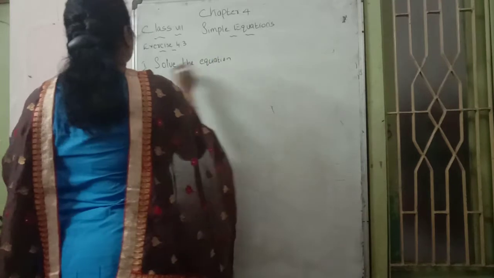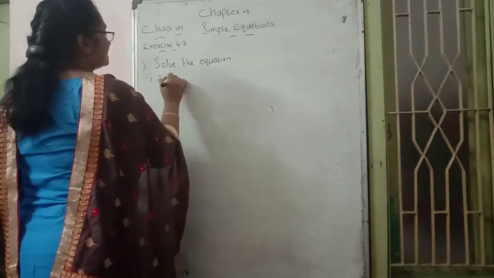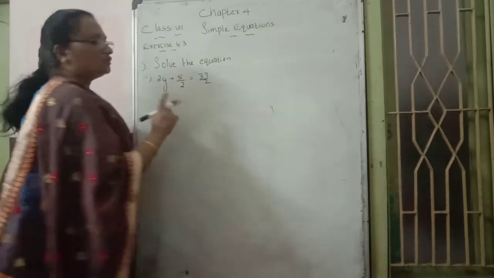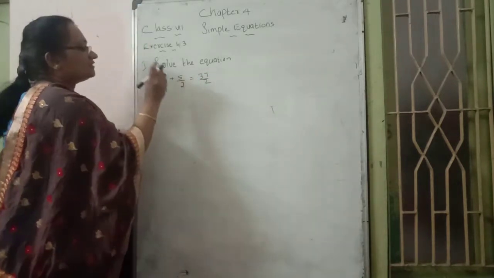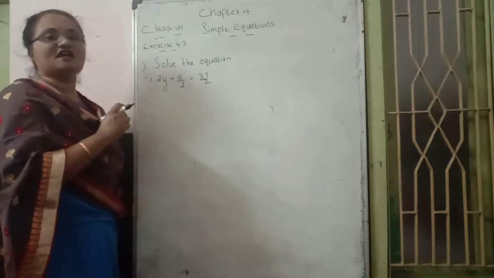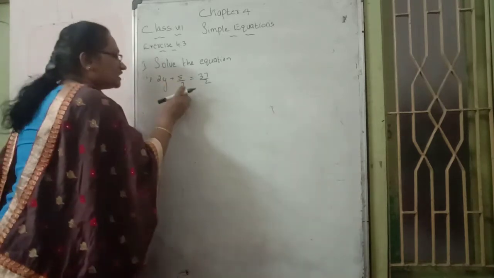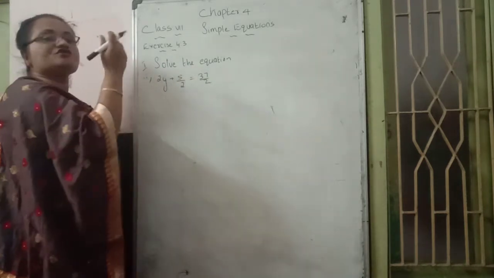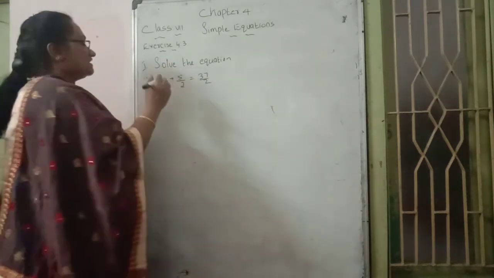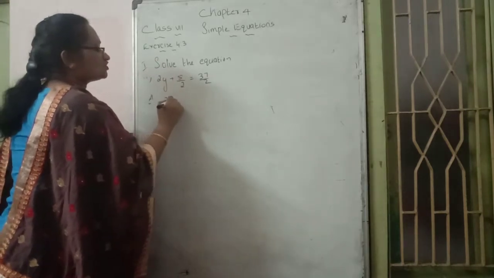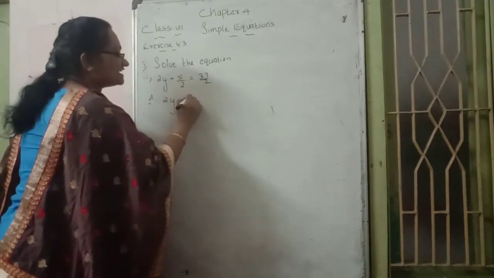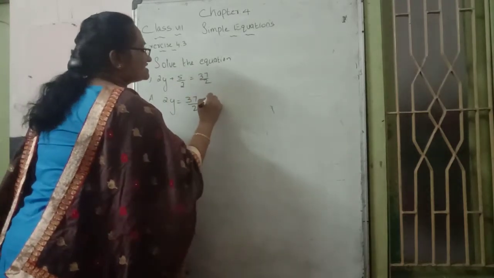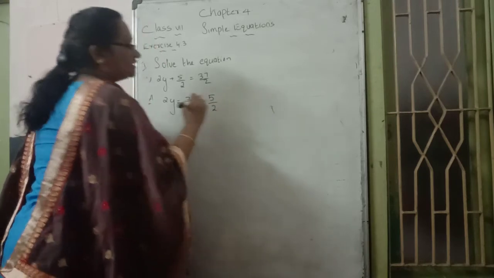So, first question: 2y plus 5 by 2 equals 37 by 2. How to do this question? Here we want the value of the variable y. That's why plus 5 by 2 is sent to the opposite side. A plus value goes to the opposite side and changes to a minus value. So we can write 2y is equal to 37 by 2, already on the right side, and the plus 5 by 2 goes to the right side and changes to minus 5 by 2.